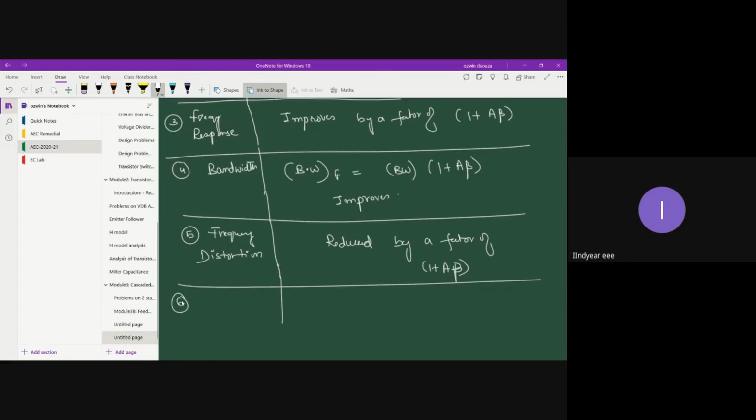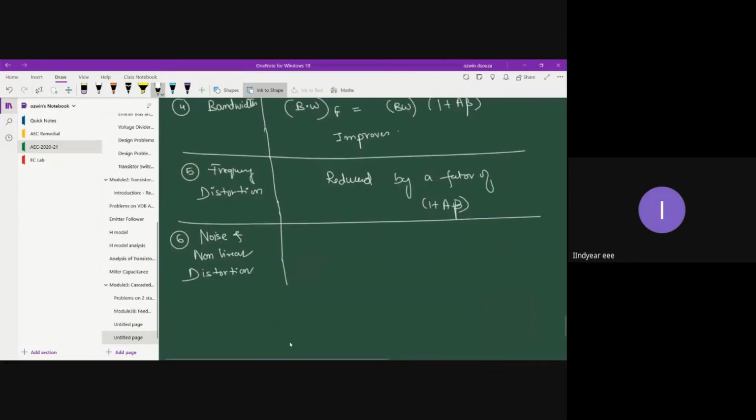Then the sixth point is going to be noise and nonlinear distortion. Once again, due to the presence of negative feedback, the noise and nonlinear distortion is also reduced, because your feedback system constantly checks the output and tries to correct it. That's the reason noise and nonlinear distortion is also reduced.